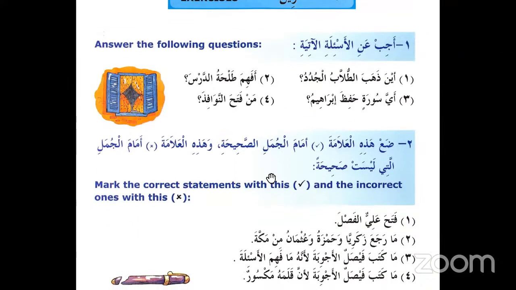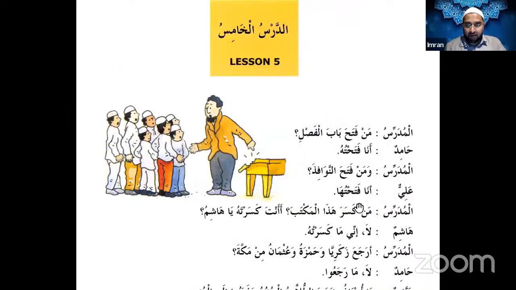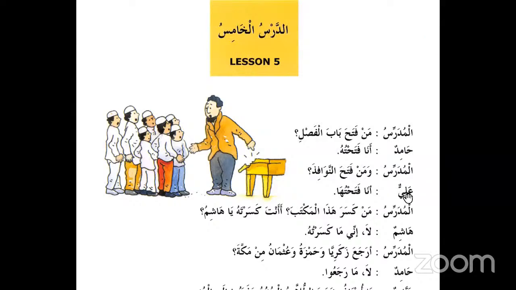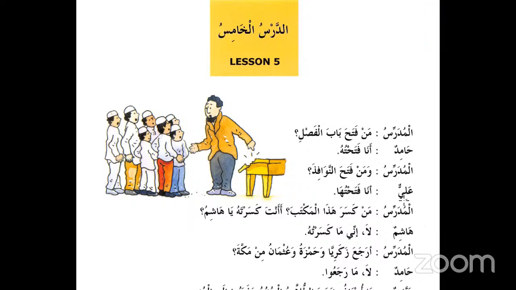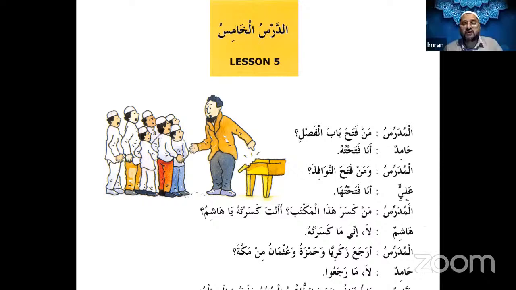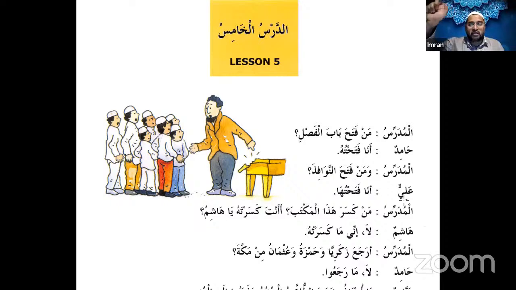Man fataha an-nawafida? Excellent. Who opened the windows? So you will say Fataha, then the name. Ali opened the windows. Ana fatahtuha means I opened it, but you don't want to say that because you want to explain who did the action. So you will say the third person verb, Fataha, Aliyun.